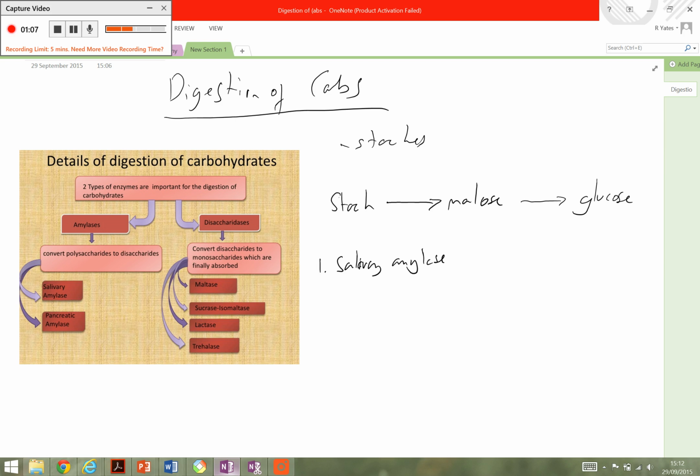It does help to clean the mouth of starch as well. So the amylase is always going to be in your mouth, and it stops bacteria and things like that. So that will sort of break it down a little bit into maltose.